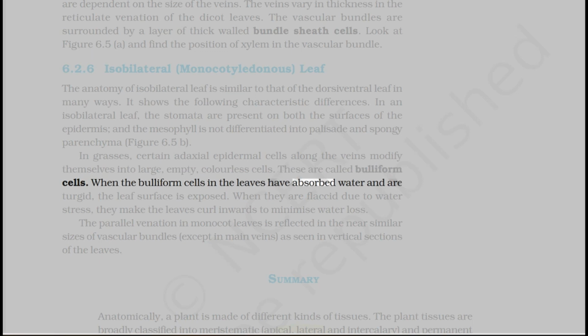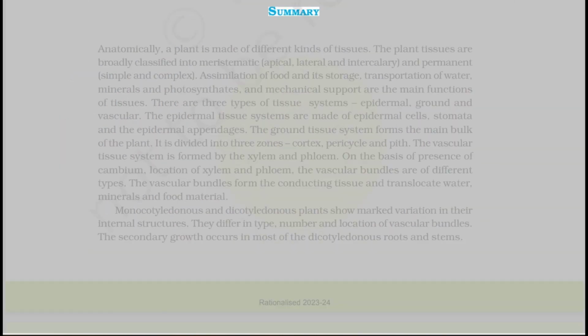When the bulliform cells in the leaves have absorbed water and are turgid, the leaf surface is exposed. When they are flaccid due to water stress, they make the leaves curl inwards to minimize water loss. The parallel venation in monocot leaves is reflected in the near similar sizes of vascular bundles, except in main veins, as seen in vertical sections of the leaves.